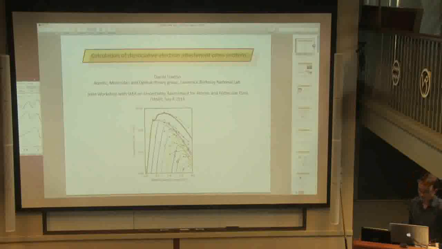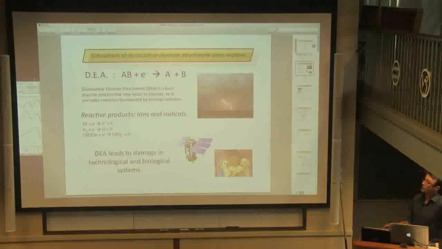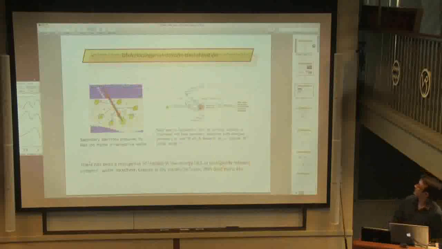So I will be talking about calculation of dissociative electron attachment cross sections. There is one such cross section that I will be explaining later. Dissociative electron attachment is the basic process by which a molecule AB attaches an electron, and that breaks apart into A minus plus B. Those could represent many atoms, certainly. DEA can be damaging to biological and technological things because it produces radicals and anions. So we don't want to hurt any biological things.